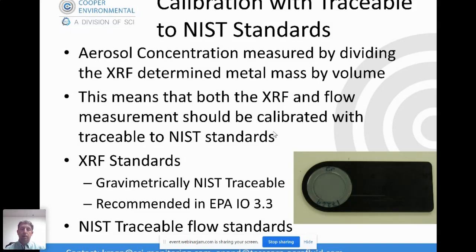And then finally, the NIST traceable flow standards are used to calibrate the flow measurement. So in that way, both the XRF measurement that we make of the metal mass and the flow measurement that we make are traceable to NIST standards. So your resulting concentration data is also traceable to those standards.